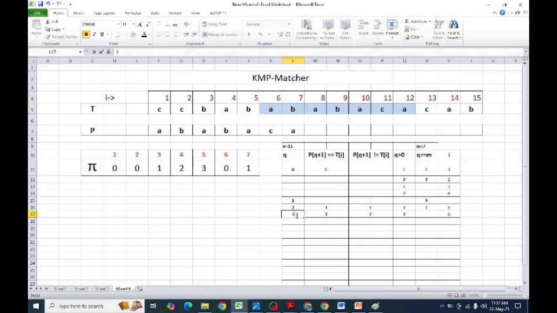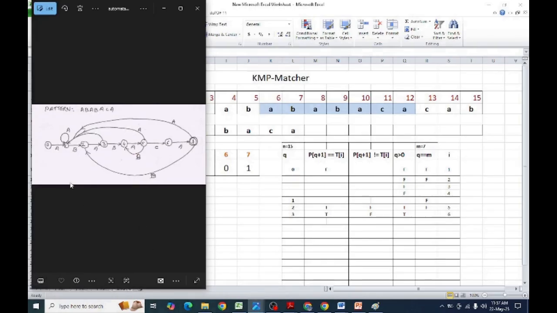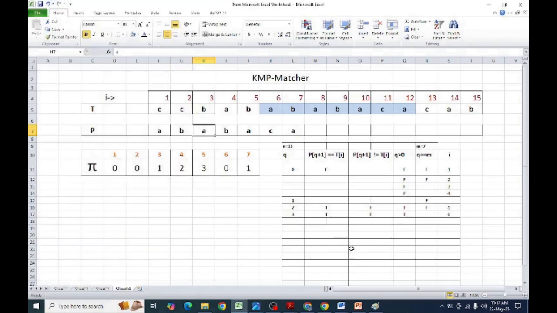Q is becoming 3, that is ABA. This character, this and this one, this one and this one. So we have received ABA. See the automata. After receiving ABA, we are in state 3. See, q indicates the state. Q is 3.